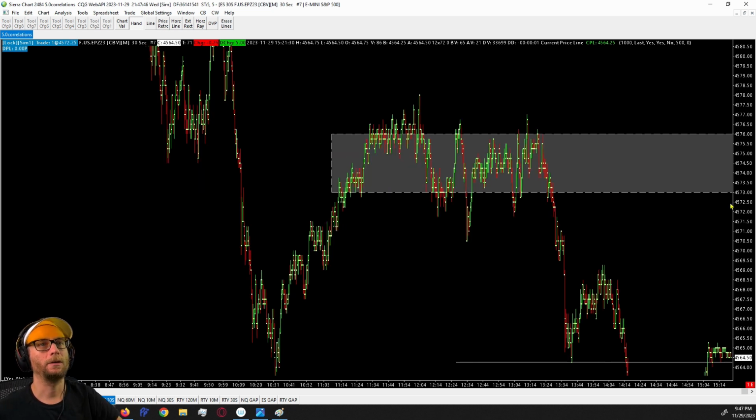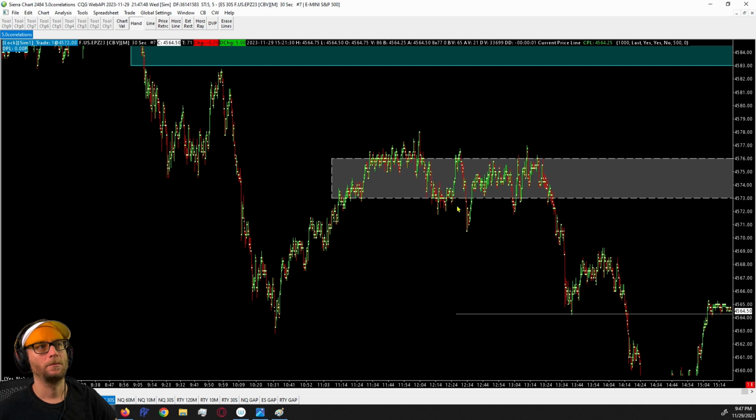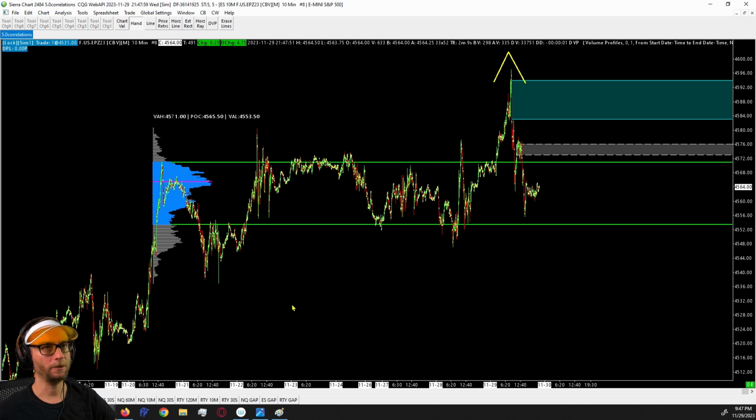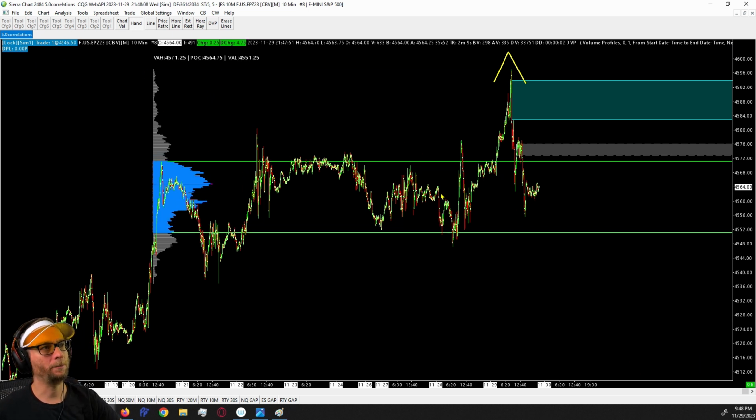So at this point, that's pretty good. We can really start to lean into this thing and attempt to trade it. Now, what's interesting: this is a developing value area. It's not a prior value area. So on this 10-minute chart it's still developing. It's higher time frame. It's still forming.